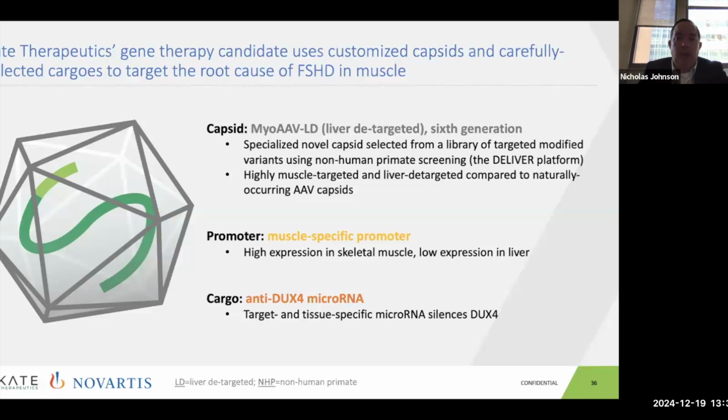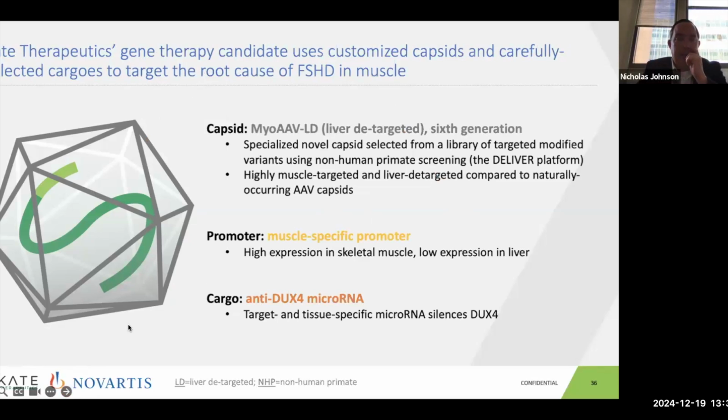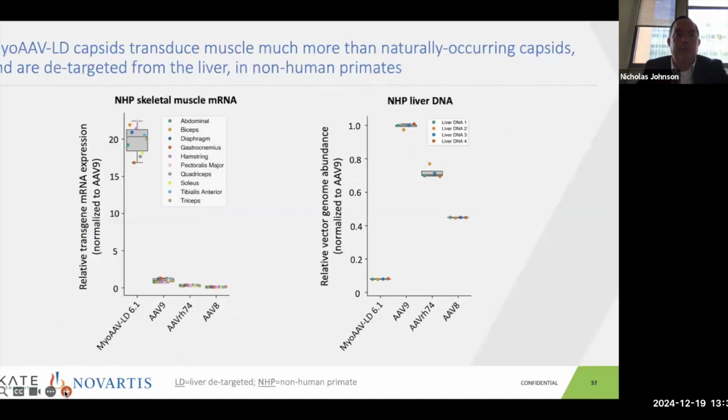So they're using a muscle-specific promoter. And then here they're using the same basic ideas. So it's a microRNA, again, designed to knock down DUX4. And the news, if you were following over the last couple of weeks, is that this company was acquired by Novartis. So I don't think we have details about how that affects their timing or plans, but certainly Novartis again has more resources to bring to bear to move that program forward should they choose to.